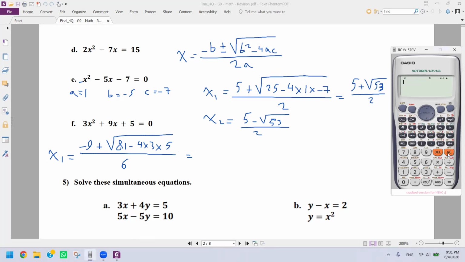Now on the calculator, we will do 81 minus 4 times 3 times 5, which is 21. So it's minus 9 plus square root 21 over 6. Now x2 will be equal to the same thing, but you change the plus to minus. Minus 9 minus square root 21 over 6.